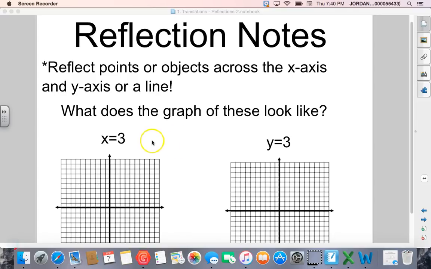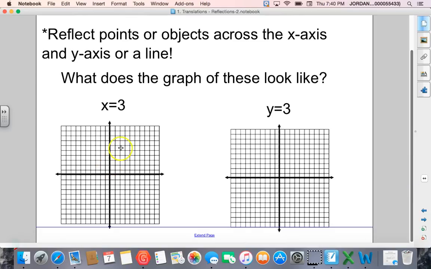So let's remember a little bit about some stuff in Algebra 1 that is going to be useful for this. What does the graph of each of these look like? x equals 3 and y equals 3. One thing you want to make sure you remember is that any equation that is an x equals equation is going to be a line that goes straight up and down. Any x equals line is going to go vertically, and a y equals line is going to go left to right horizontally.